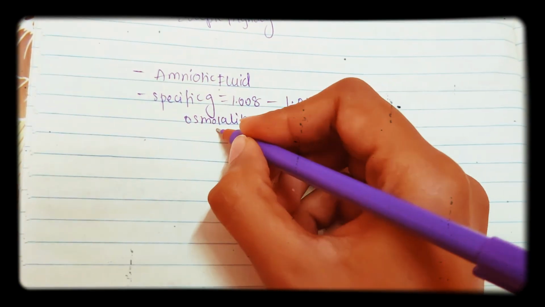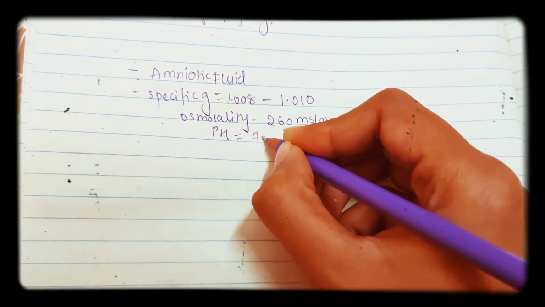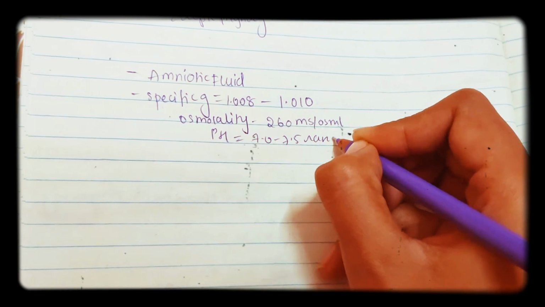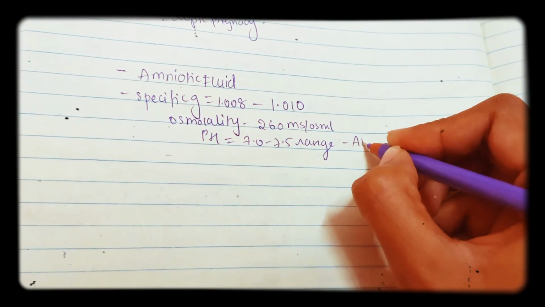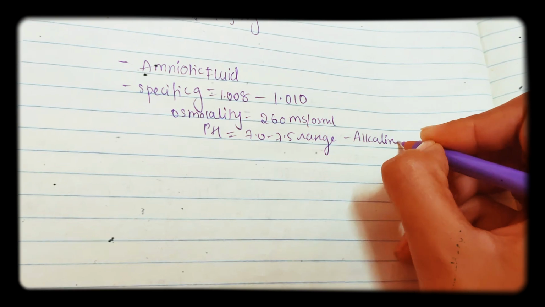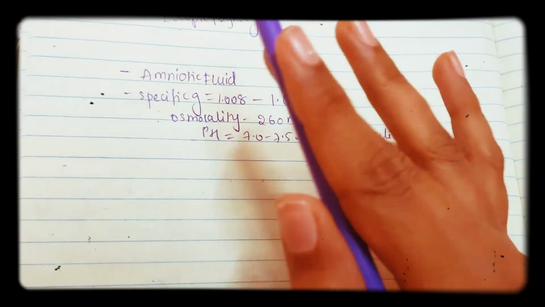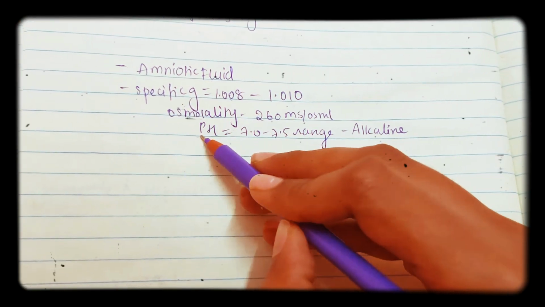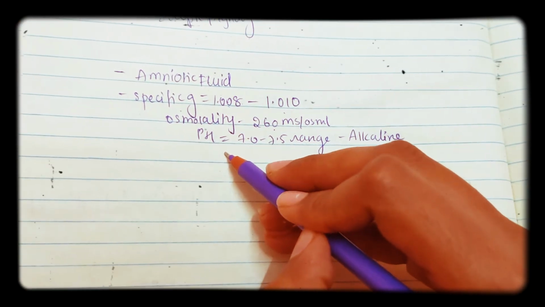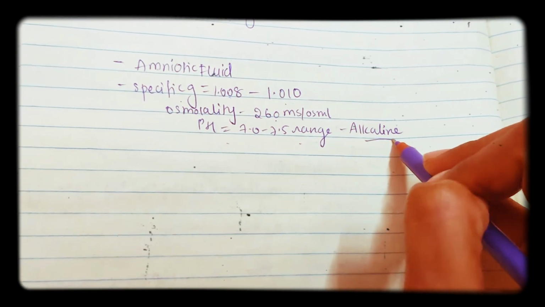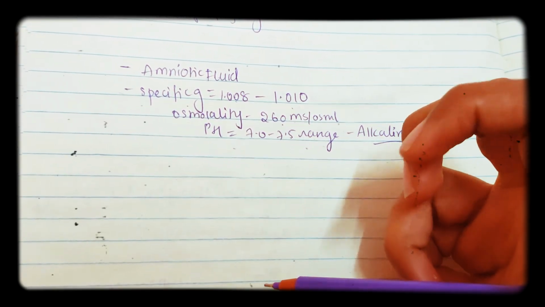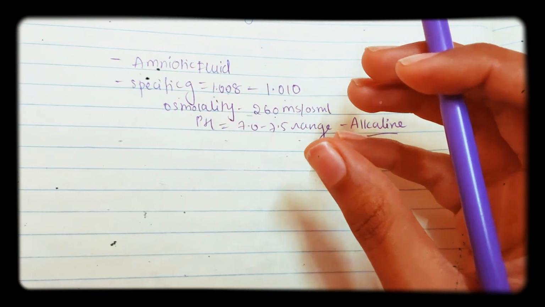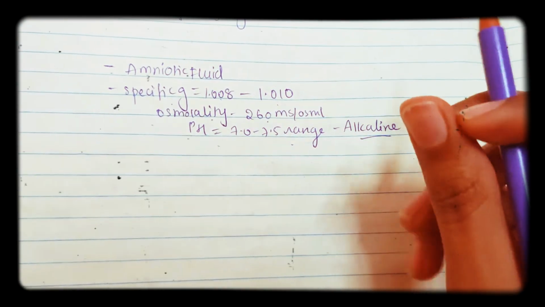And next, coming to the pH of amniotic fluid, it is from 7 to 7.5. In this range, you can see the pH is alkaline in nature. Amniotic fluid is alkaline in nature. So amniotic fluid specific gravity is 1.008 to 1.0110, osmolality 260 milliosmoles, pH is in the 7 to 7.5 range, that is alkaline.